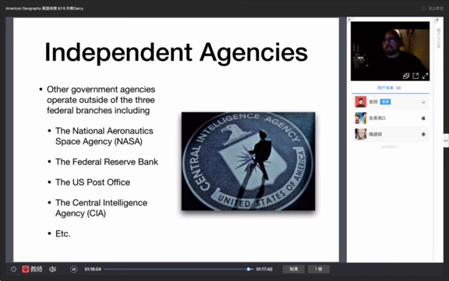So these are the independent agencies. We have NASA, the National Aeronautics and Space Administration, the Federal Reserve Bank, the U.S. Post Office, the Central Intelligence Agency, or CIA. These are independent agencies. They operate with their own appointed leaders. There's not much that the legislature and executive branch can do about these types of agencies here.